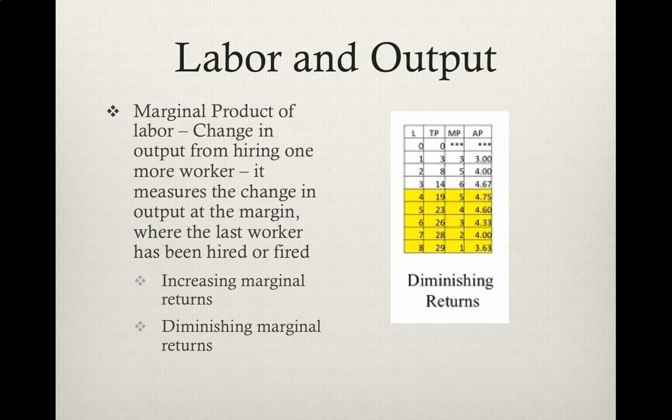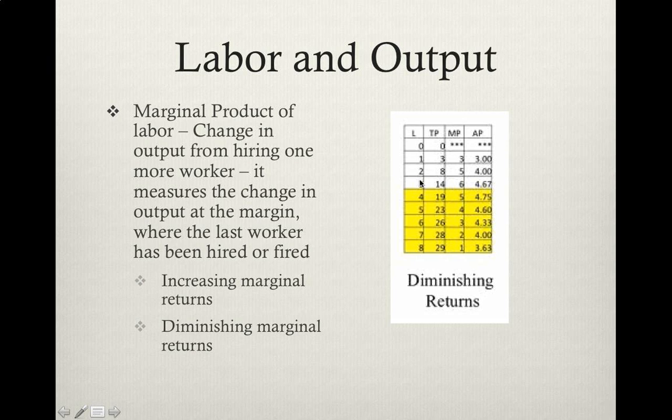As we look at this chart, this is the number of workers. When we have 0 workers, our total product, or the amount they make, is obviously 0. When we have 1 worker, that first worker made 3. When we add an additional worker, that second worker, we want to know what the marginal product is. When we go from 1 to 2 workers, we go from 3 to 8, a difference of 5. So the marginal product, or the additional output that second person made, was 5 units.